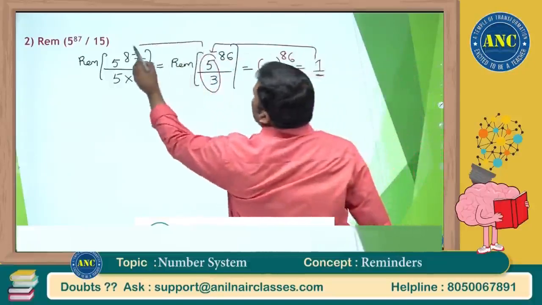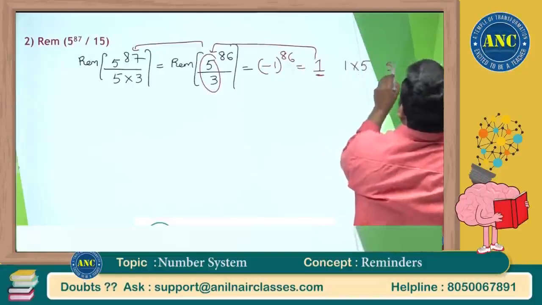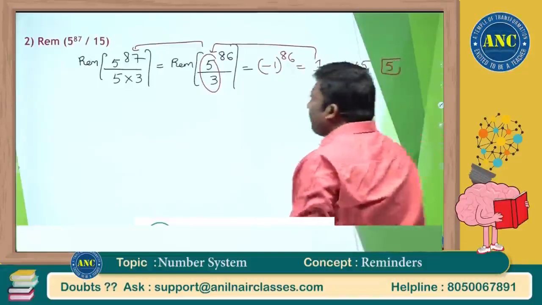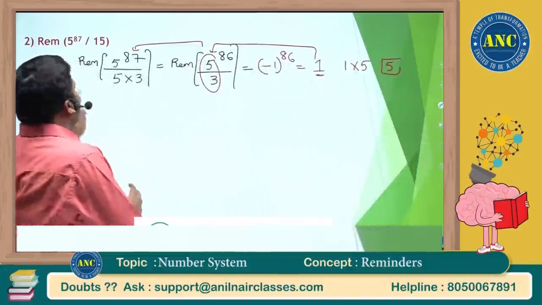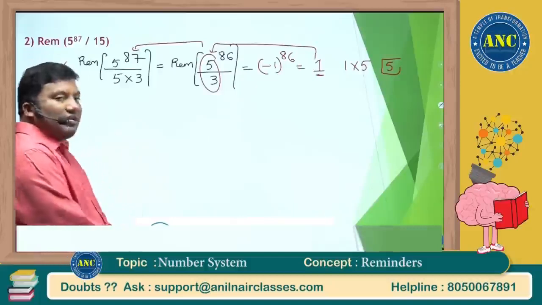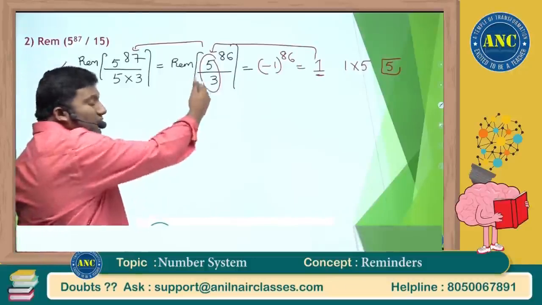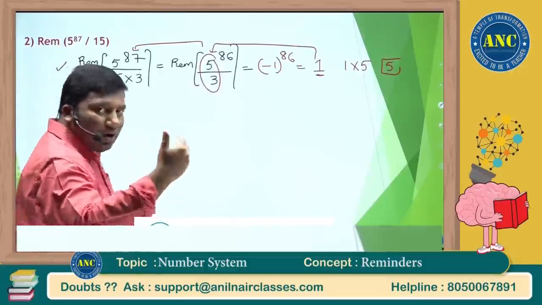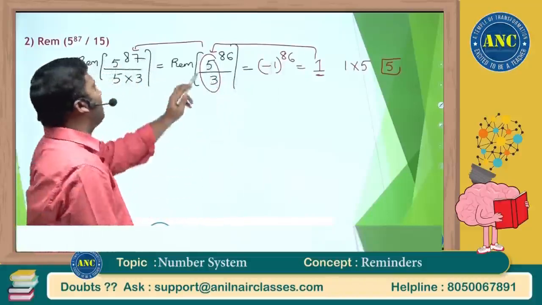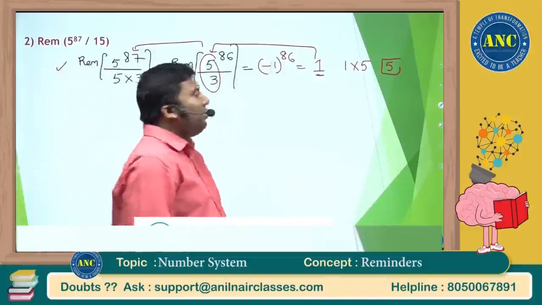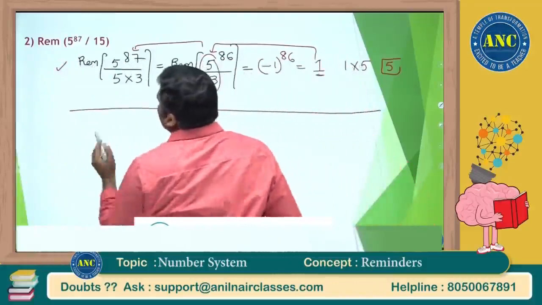But I want the answer for 5 power 87. So 1 into 5, it is nothing but 5. I hope the idea is clear. 5 power 87 by 5 into 3, that is 5 power 86 by 3. 3 2s are 6, minus 1. Minus 1 power even, it is nothing but 1. 1 is for 5 power 86, but I want the answer for 5 power 87.